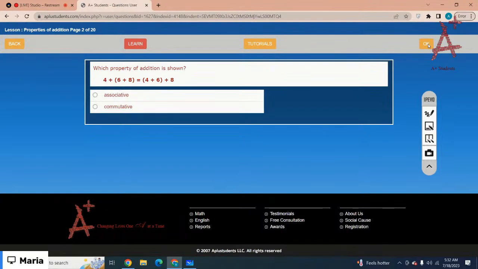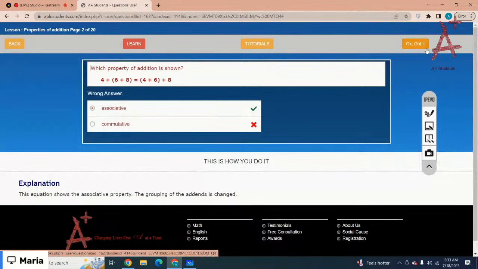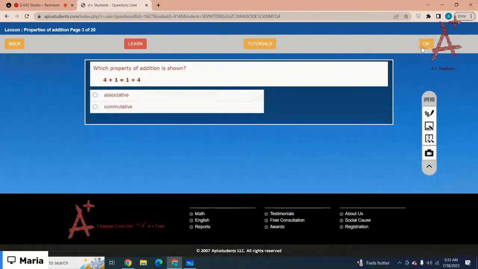Which property of addition is shown? You can see here in this case, three numbers are involved: 4, 6 and 8. Both sides the numbers are exactly the same. Just the order of addition is different. Here you add 4 plus 6 first, and here you add 8 plus 6 first. But it doesn't matter. The answer is the same in both cases. Got it? When three numbers are involved, both sides the numbers are the same. Sorry, that would be the associative property. When you group and you involve three numbers, that would be the associative property.